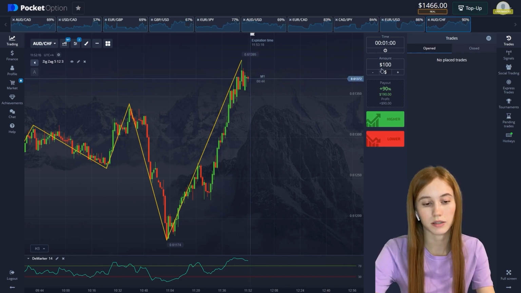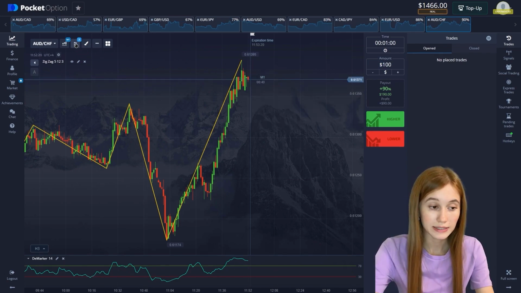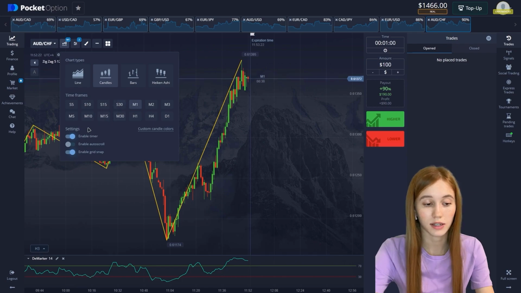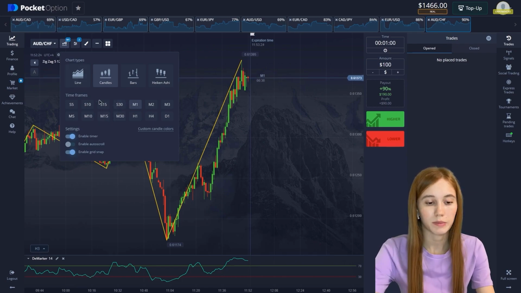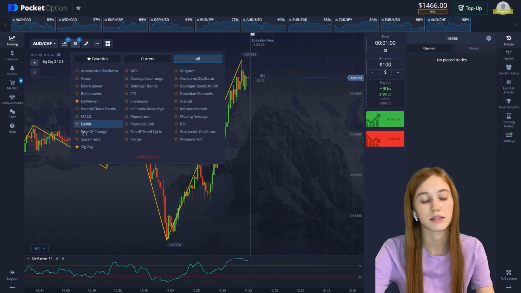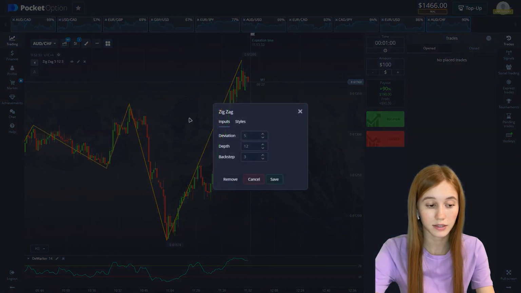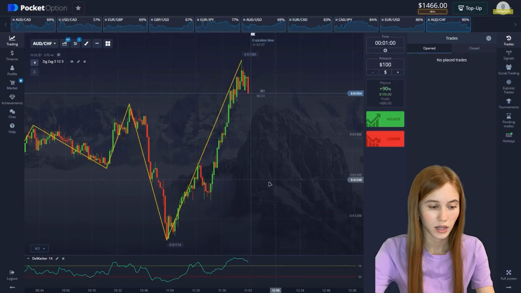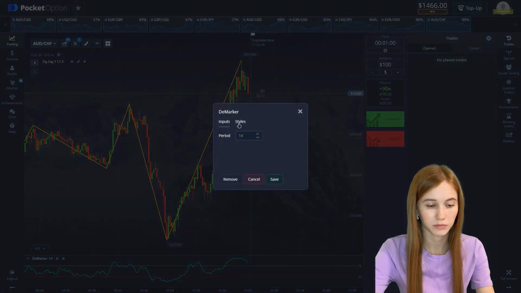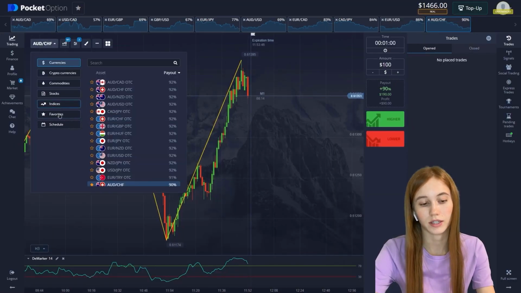Also the trade amount was always $100. Here are the settings. You can copy them. What about the indicators? We traded using a zigzag and the demarker. I'll show you their settings. Here are the zigzag settings. Here, yeah. And the demarker. We also traded on concept pass today. I also recommend you trade concept pass, yeah.